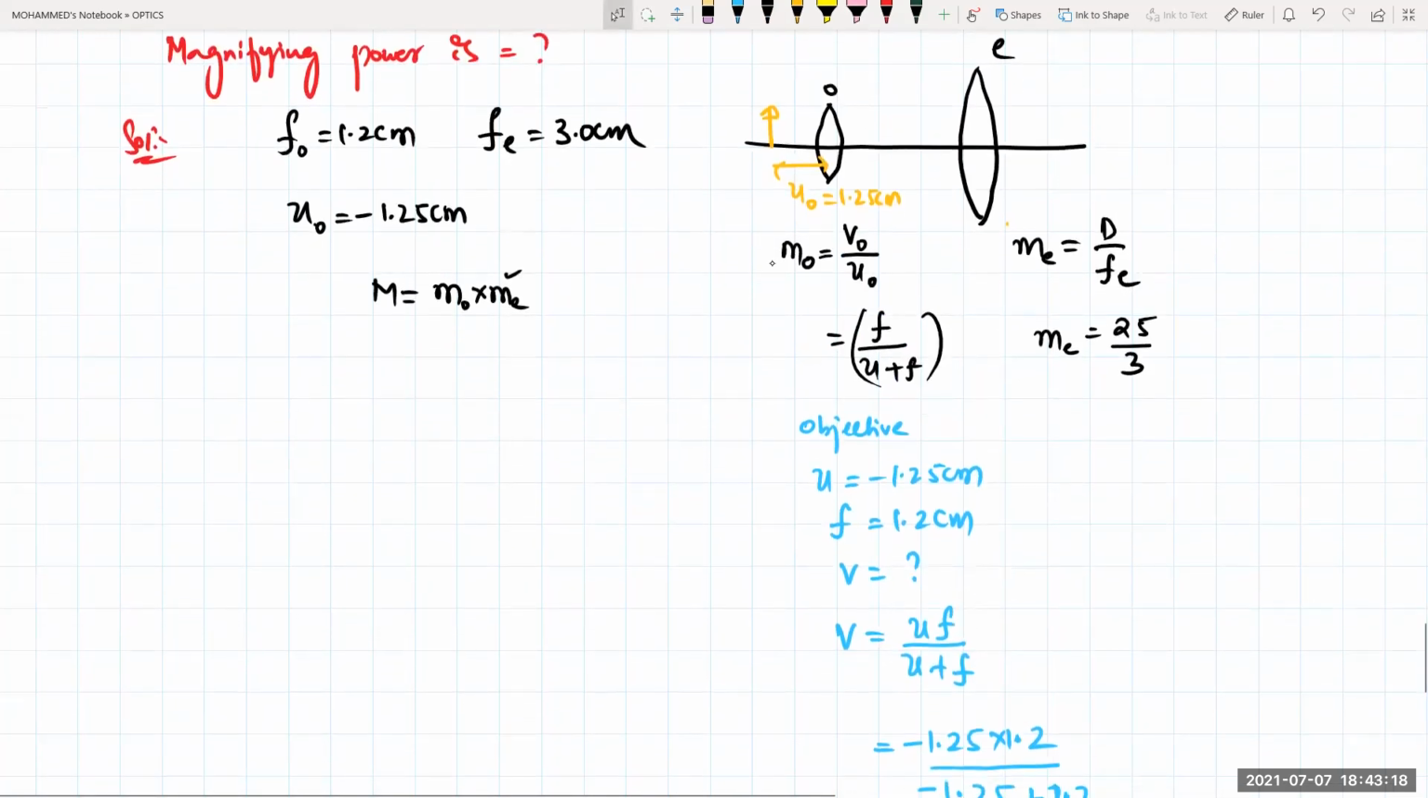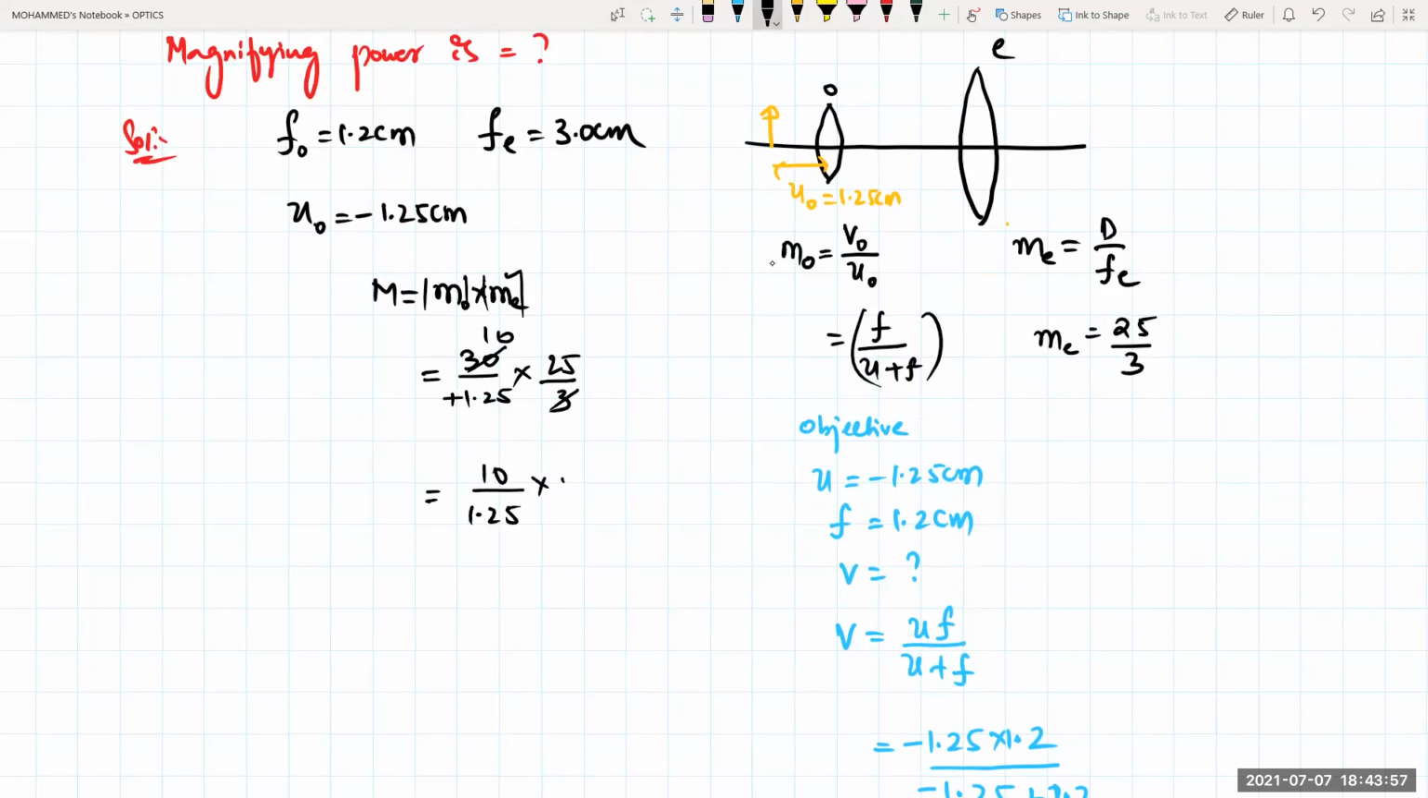So if that is your 30, then M naught I got already, how much is it? Total M naught, how much, bro? M naught is equal to V naught divided by U naught. V naught is how much? 30, sir. U naught is minus 1.25 into ME. ME is 25 divided by 3. Is there any minus? There is no minus here, sir. And objective is how much for me? There will be a minus. Let's take it in terms of magnitude, no problem. So this will become positive. So this will become 10 divided by 1.25 into 25.